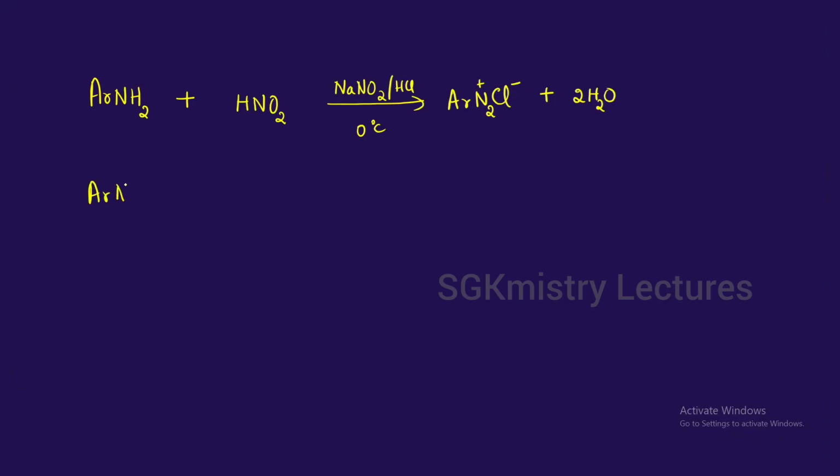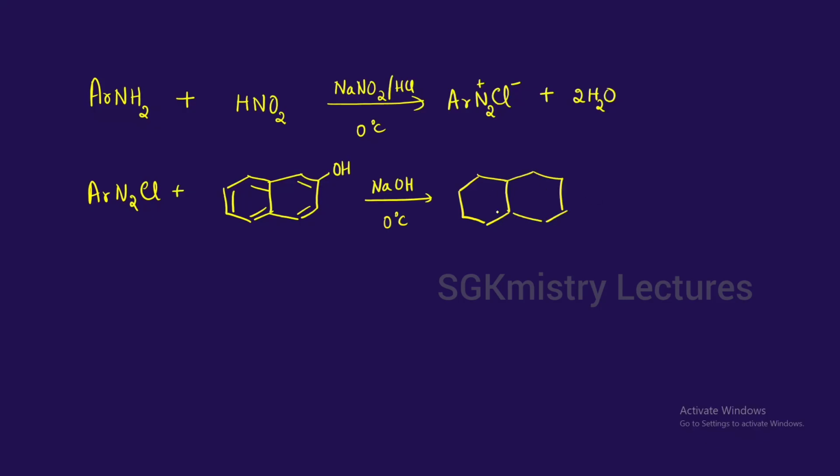Now this benzene diazonium chloride, in the presence of beta-naphthol, undergoes a coupling reaction. So this is beta-naphthol. Here, in the presence of NaOH, the coupling reaction takes place to give the bright orange red dye, right? So we have here N double bond N, Ar, and here there is OH anyways. So here the bright orange red dye is obtained. Along with that, HCl is obtained.